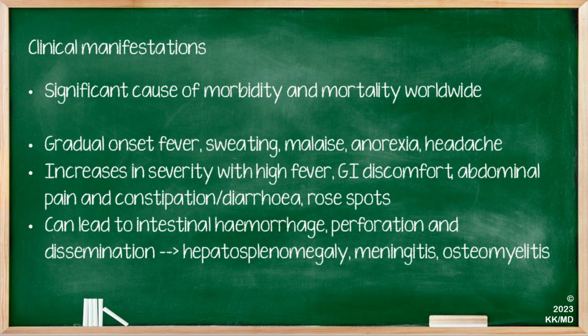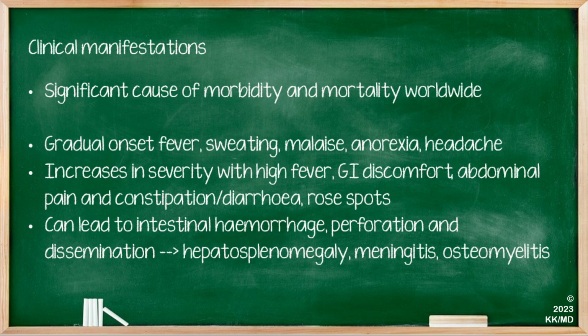The clinical manifestation is initially quite non-specific and just constitutional. This includes fever, sweating, fatigue, malaise, anorexia, and headache. However, it increases in severity with higher fevers, GI discomfort, abdominal pain, and also constipation and diarrhea. One thing that is really quite specific and pathognomonic, especially as far as the MRCP exam is concerned, is the presence of rose spots, which is highly suggestive of Salmonella typhi on the skin.